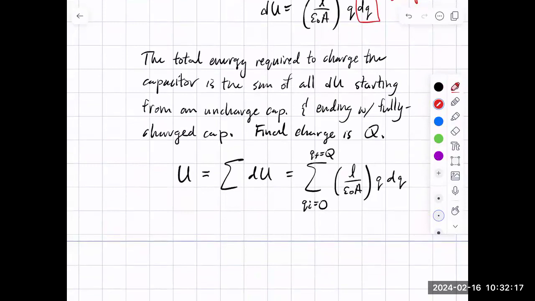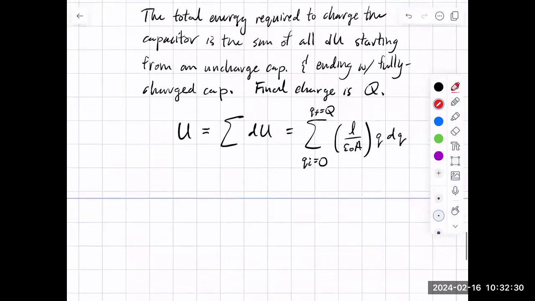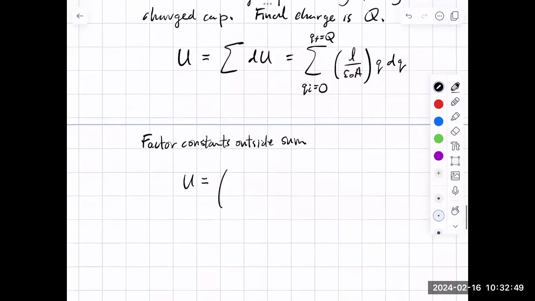The constants, the sum is a sum over Q, right? Q is the thing that's changing. The constants don't have any effect on the sum other than just being an overall multiplication factor. And so we can factor our constants outside the sum. And so this energy that we're trying to calculate will be a bunch of constants times the sum from Q initial of 0 to Q final of, say, capital Q, and then we just have Q dq. All right.